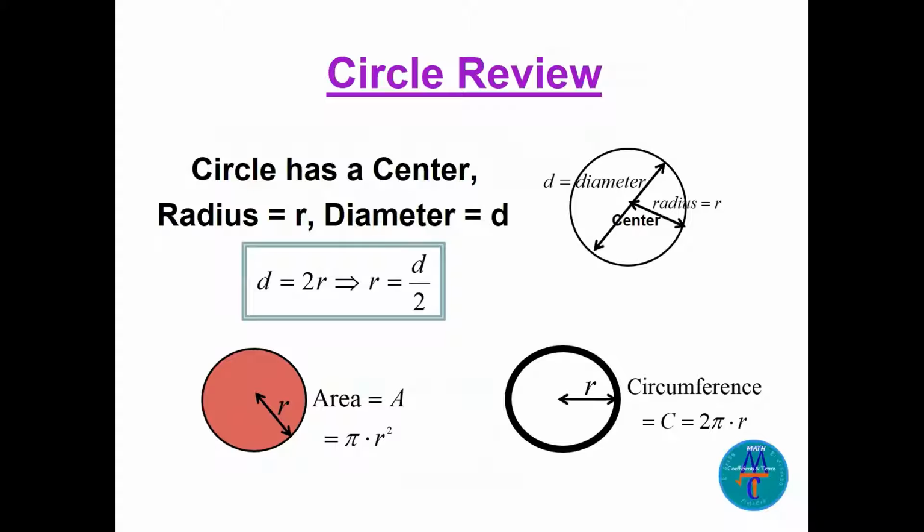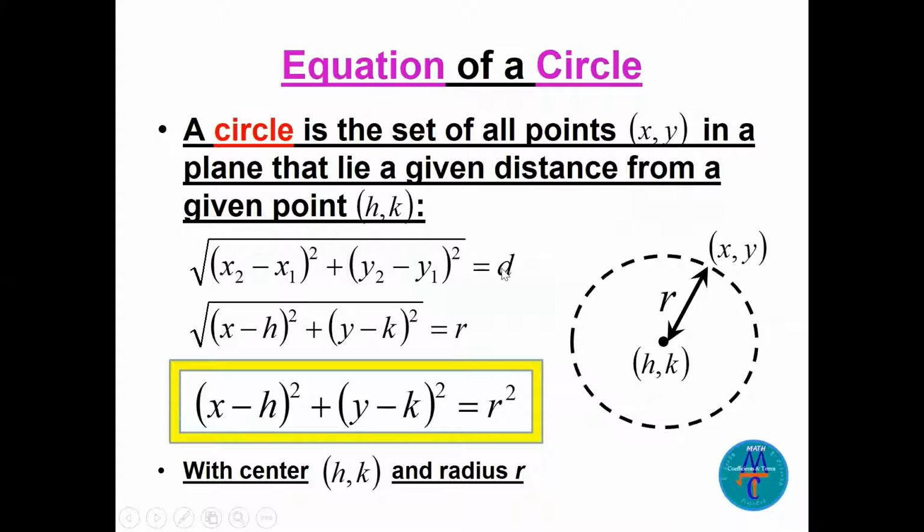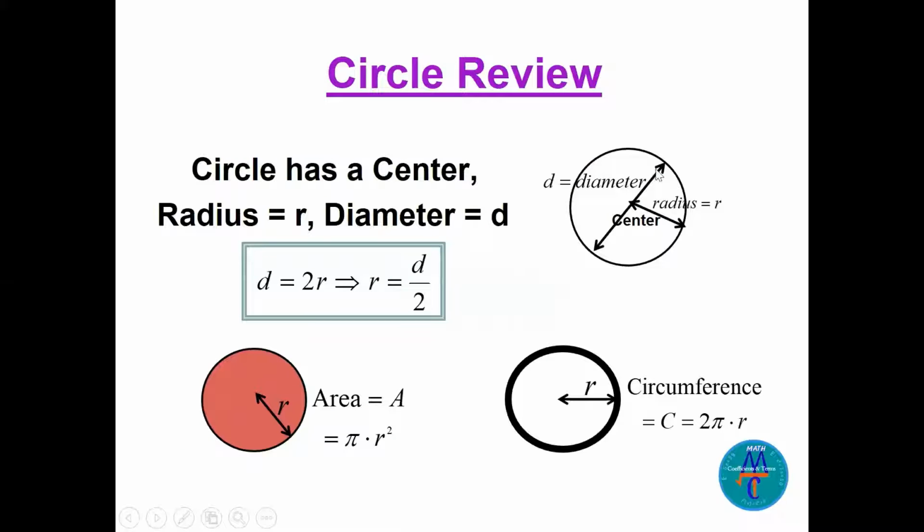Now, some circle review. The circle I mentioned before, we have a center here. We have the radius, those are two important words. We have a diameter. Diameter is d, not the same as the distance d. This d is the distance between any point and the center, which is the radius, so that d is in the distance formula. Now, this d is the diameter. I put here d equals diameter.